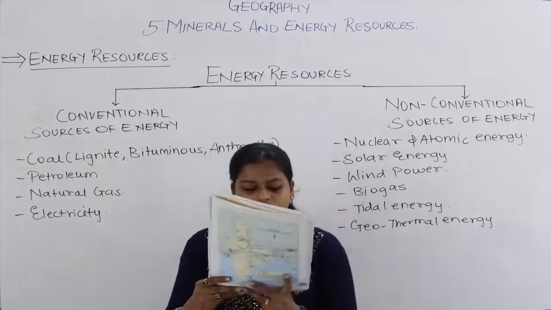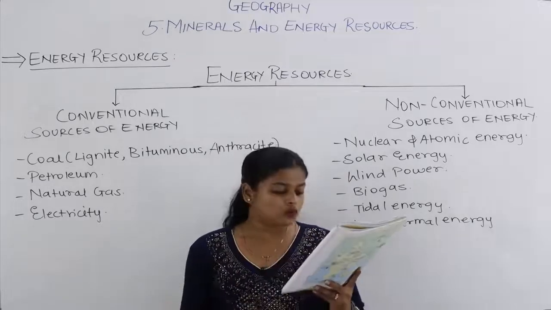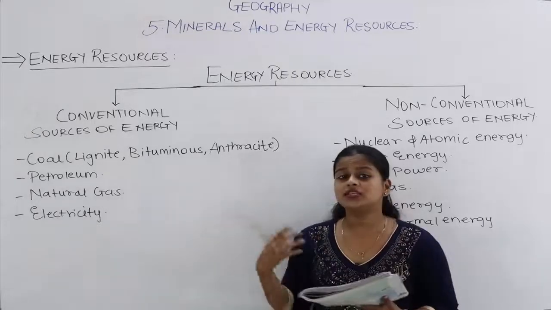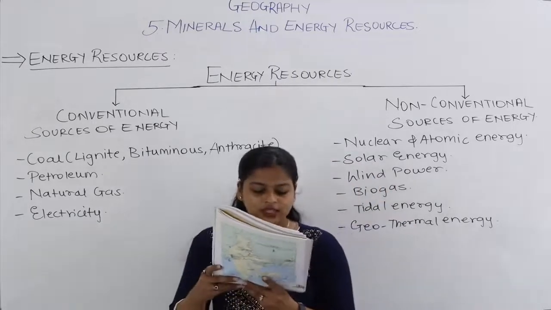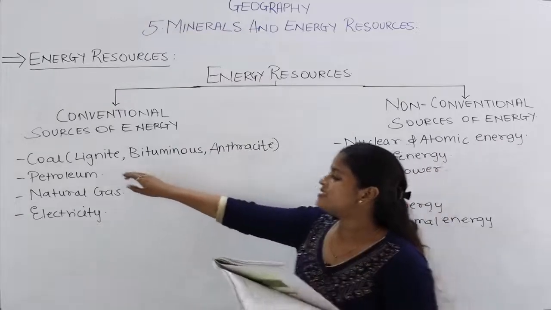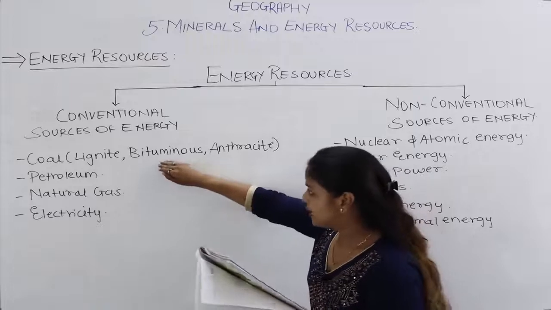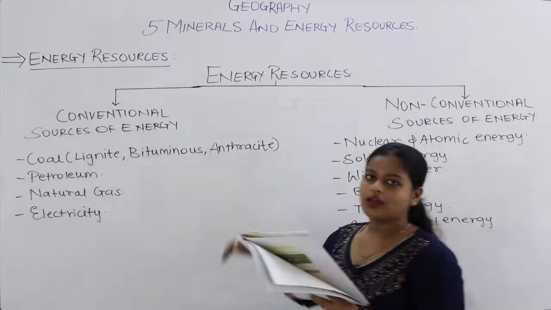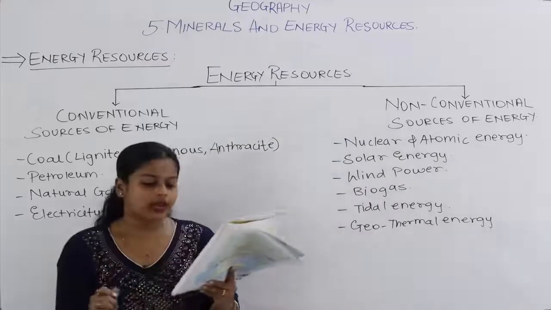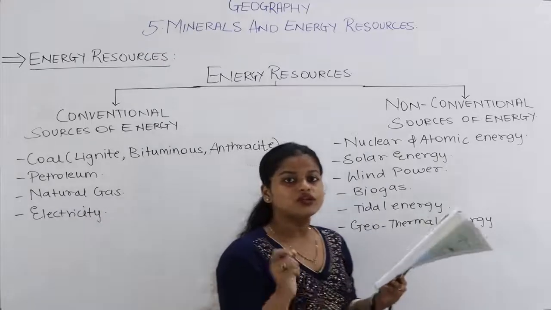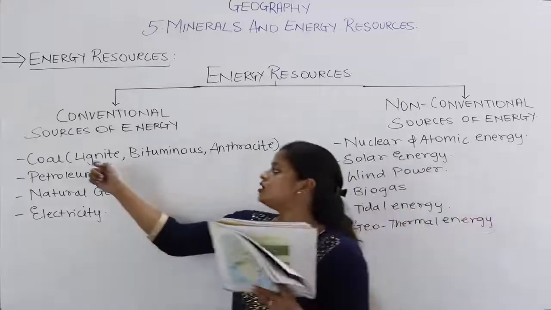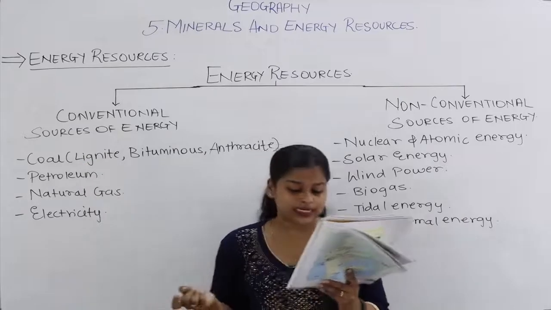Now as we all know, coal is formed due to compression of plant materials, so it takes millions of years for its formation. Therefore, we have different varieties of coal. First is lignite, bituminous, anthracite. So what is lignite? It is a low grade brown coal, soft with high moisture content. So lignite has high moisture content.